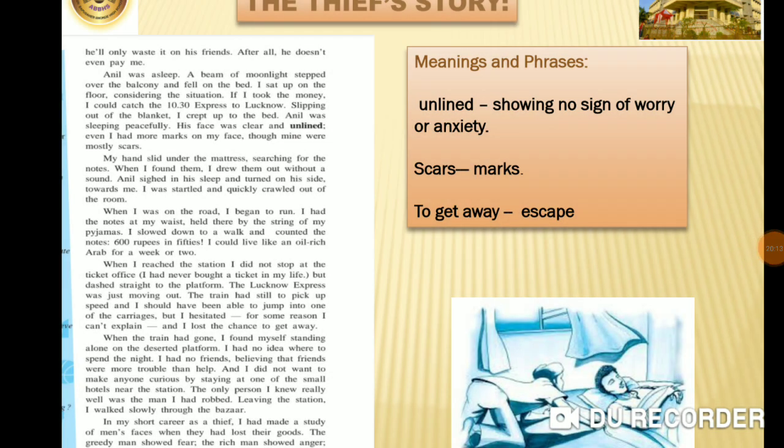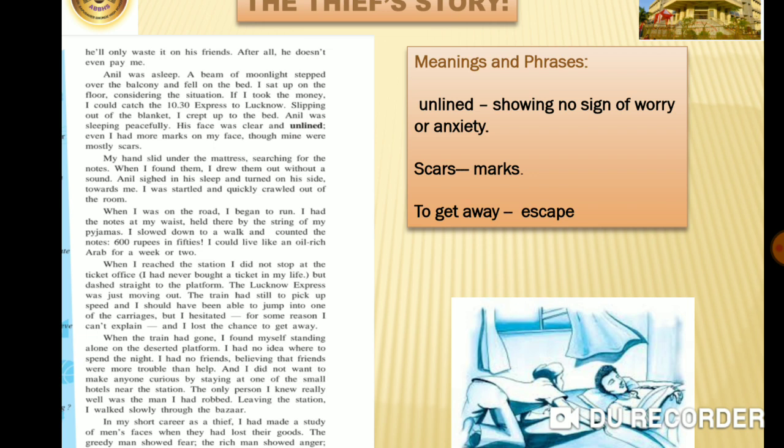When I was on the road, I began to run. I had notes at my waist, held by the string of my pajamas. I slowed down to a walk and counted the notes. So he had just grabbed the bundle, and now on the road he is counting the money.